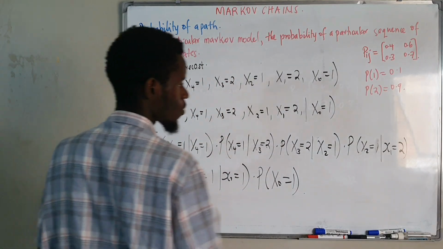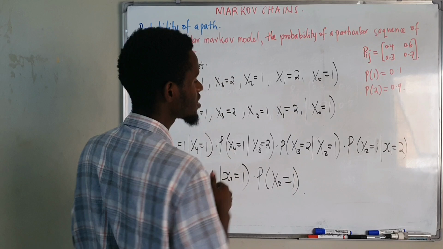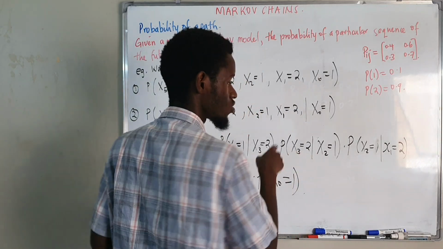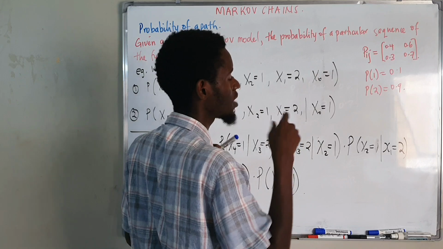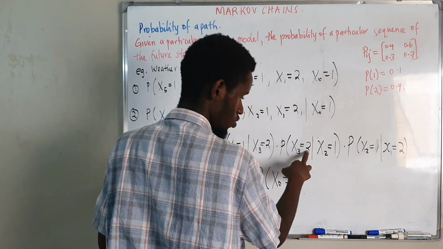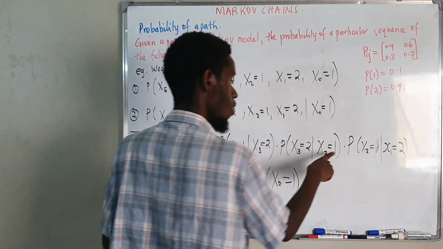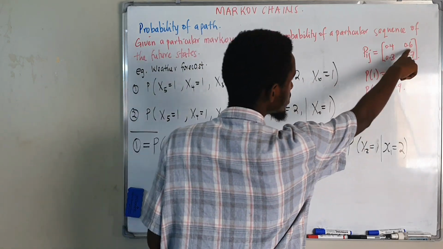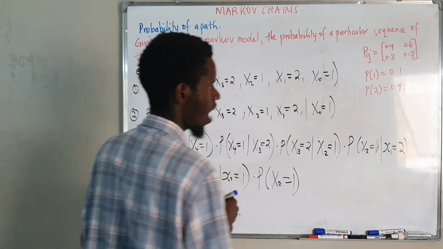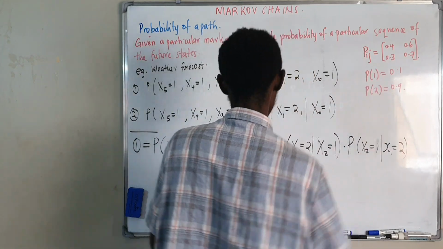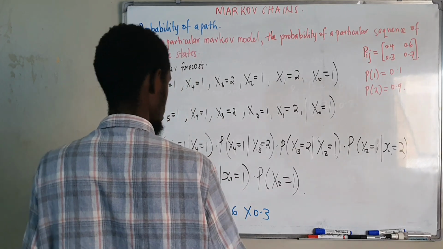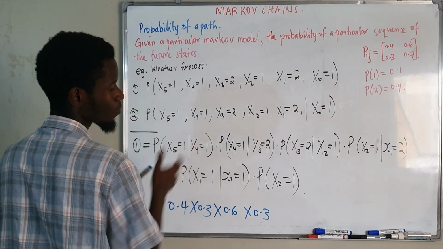Now here I'm coming from 1 to 2. We don't consider this x2 and x3. x2 tells us the current is x2 and the future is x3. But here the current is 1 and the future is 2. Therefore, I'm coming from 1 to 2. 1 to 2 is 0.6, times 0.6, and then I'm coming from 2 to 1 again, 0.3. And then lastly, I'm coming from 1 to 1, which is 0.4.